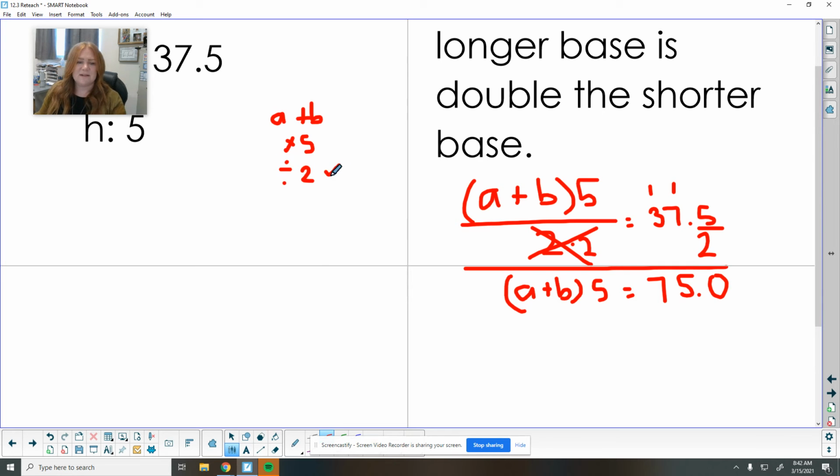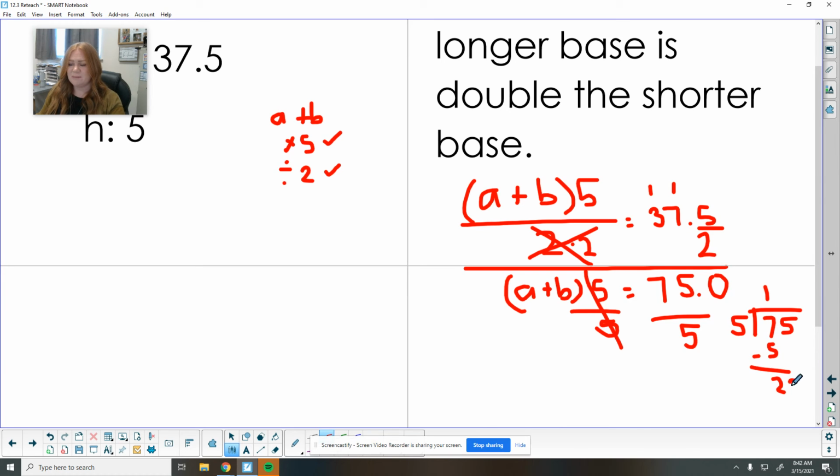So we've done the opposite of divide by 2. Now the opposite of times by 5 is to divide by 5 on both sides. So go ahead and do that. So this one cancels out. So we've got 75 divided by 5 goes in here one time, just 5, 2 left over, bring down my 5, and 5. So A plus B equals 15.